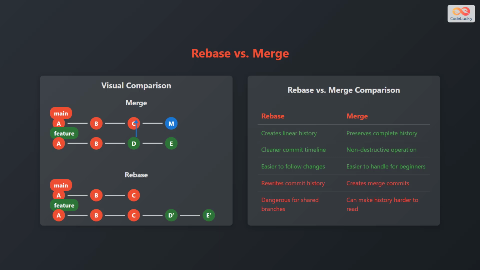Some advantages of rebase are that it creates a linear history and a cleaner commit timeline, making it easier to follow changes. Disadvantages include that it rewrites commit history and is dangerous for shared branches. Some advantages of merge are that it preserves complete history and is a non-destructive operation, making it easier to handle for beginners. Disadvantages include that it creates merge commits and can make history harder to read.